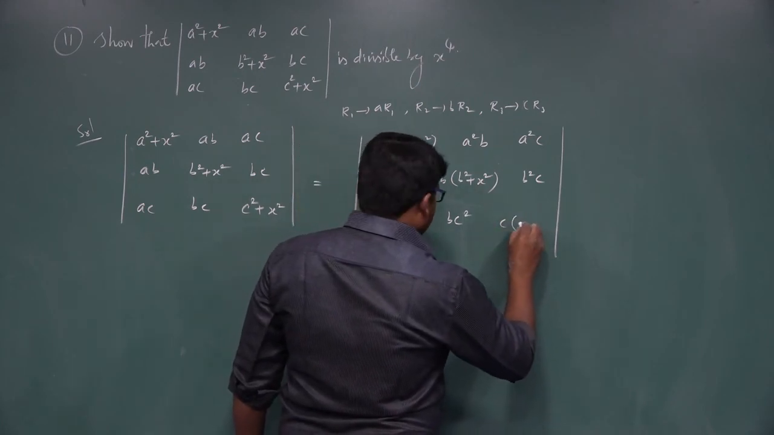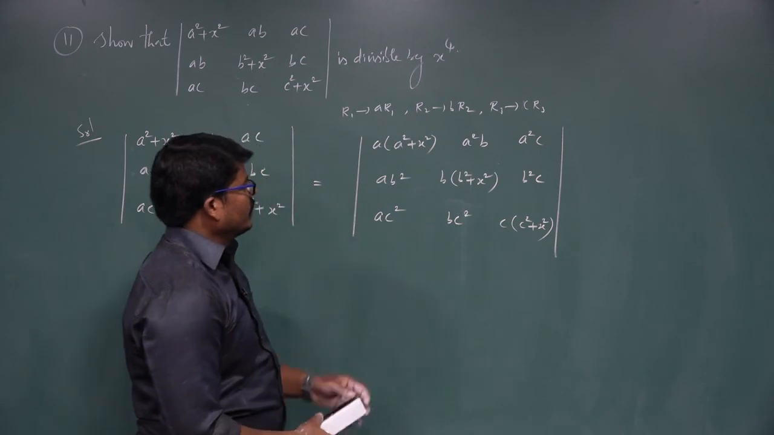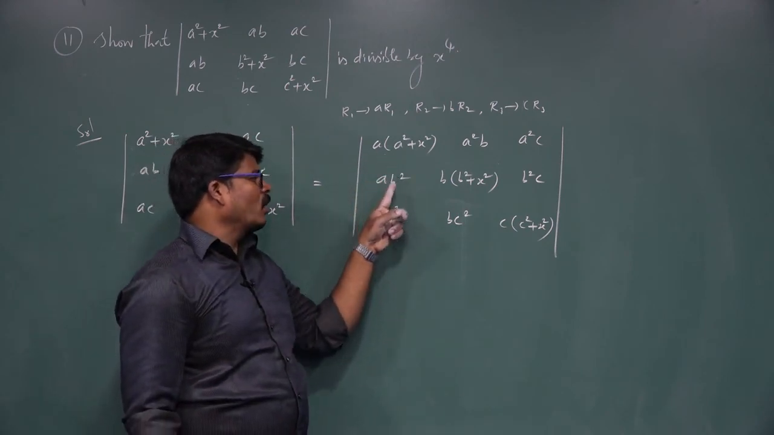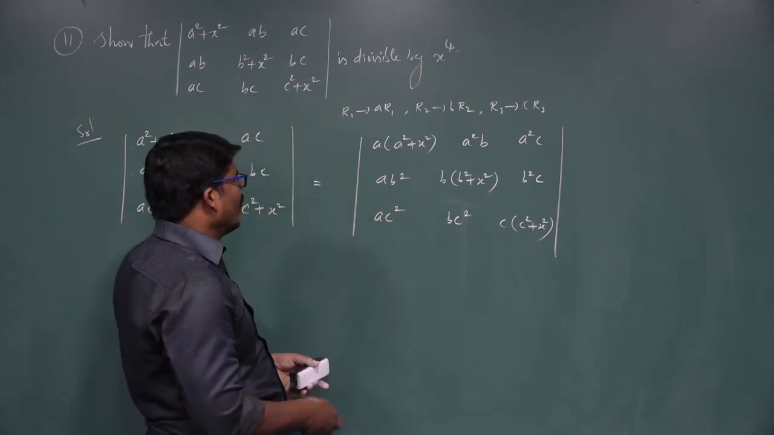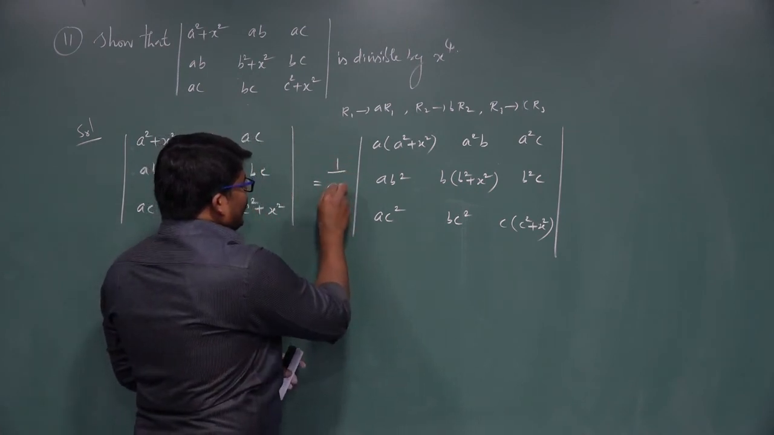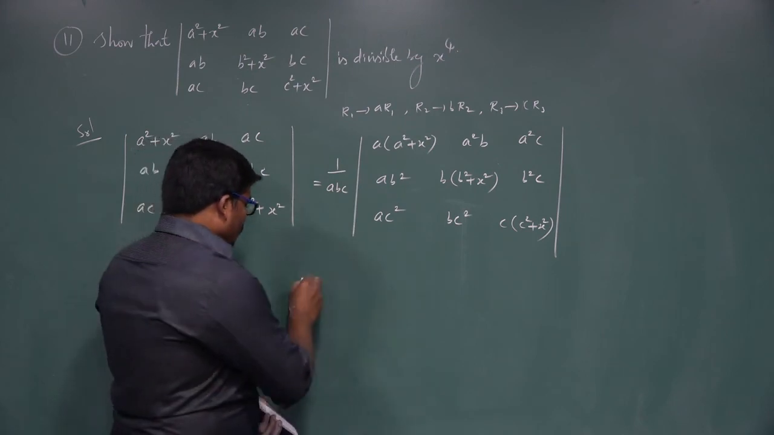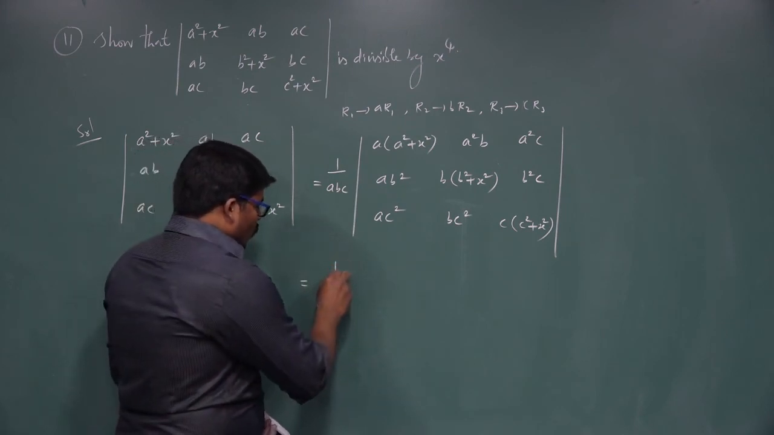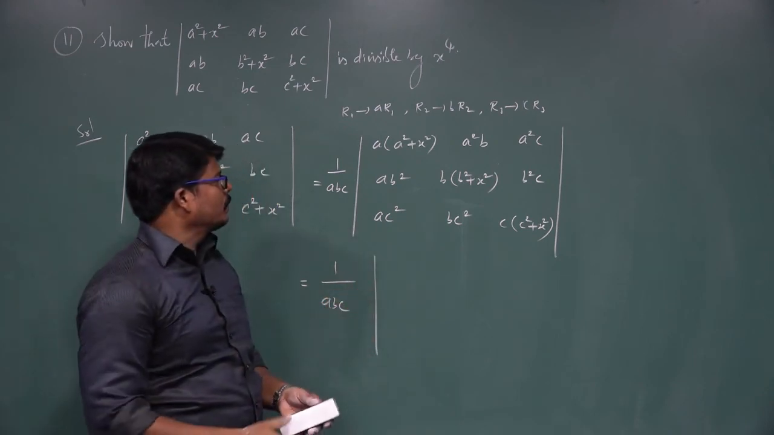C into C square plus x square. The first row is multiplied by A, the second row by B, the third row by C. Taking them common, the value is divided by ABC, so it is equal to 1 by ABC times the determinant.